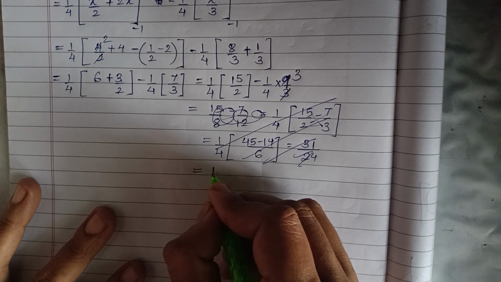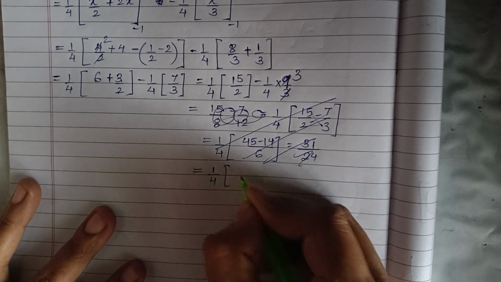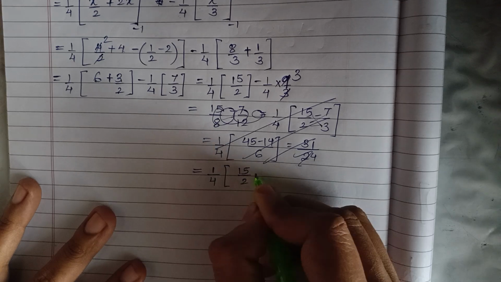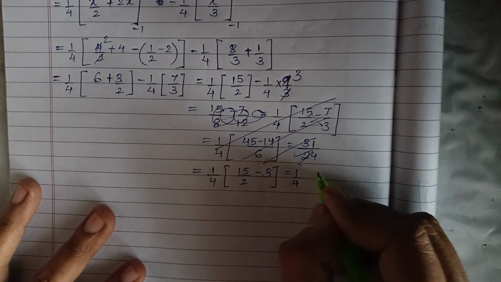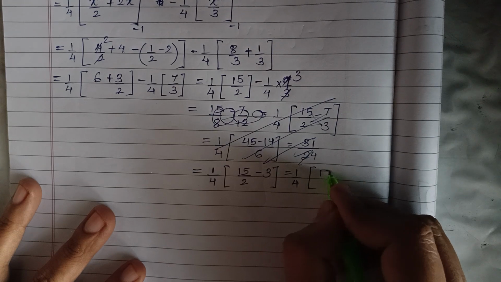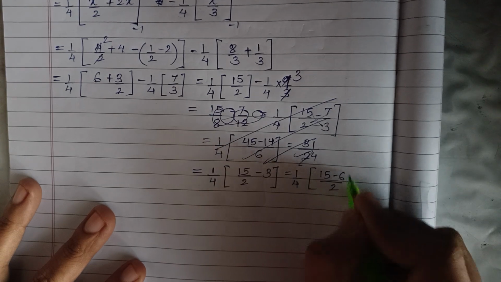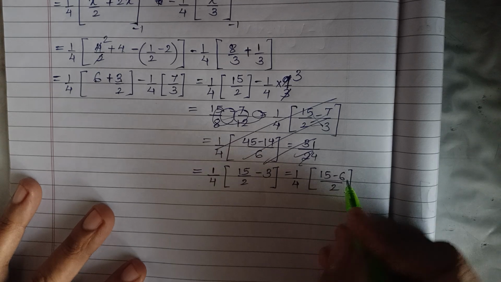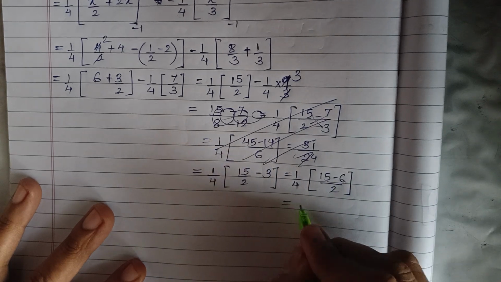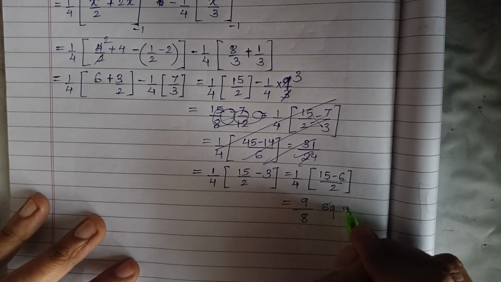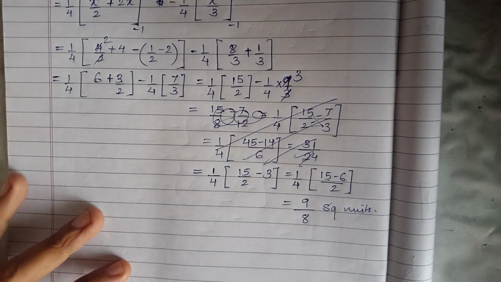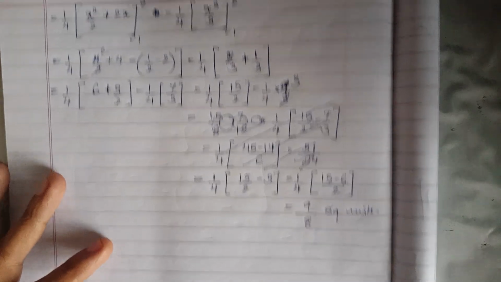So 1 by 4 I can take outside. It will be 15 by 2 minus 3. So this is 9 by 8 square units. Okay.